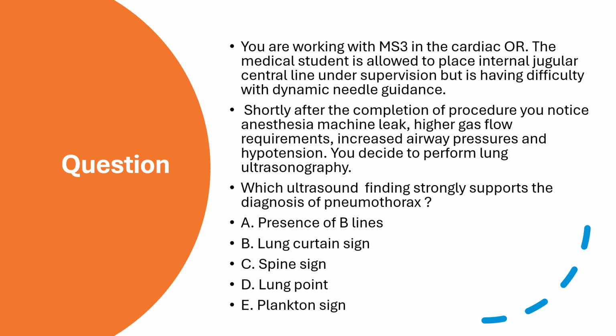Presence of B lines essentially excludes pneumothorax in the field of view. We'll talk more about B lines in the next slide or two. Lung curtain sign is present when we typically examine the costophrenic angle, and essentially it excludes a pleural effusion, so it's a normal finding. Spine sign, which is an abnormal finding, is highly suggestive of either pneumonia or consolidation or pleural effusion, because spine sign is when you see spine above the diaphragm, which is not a normal finding. Plankton sign sometimes can be seen in the cases of hemothorax. We'll talk about this a little bit later.